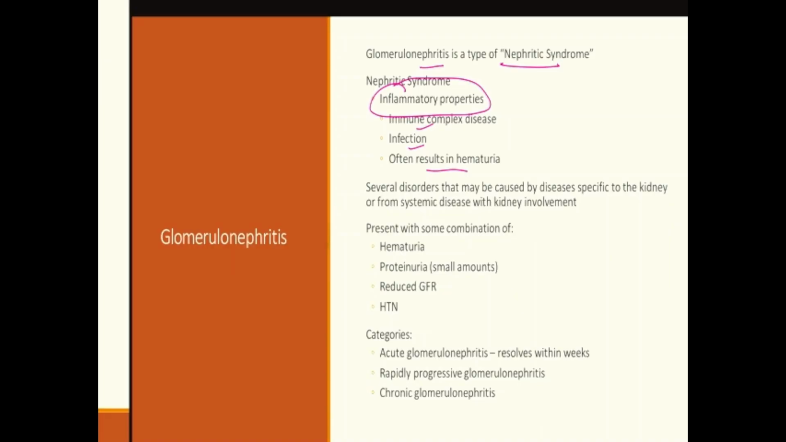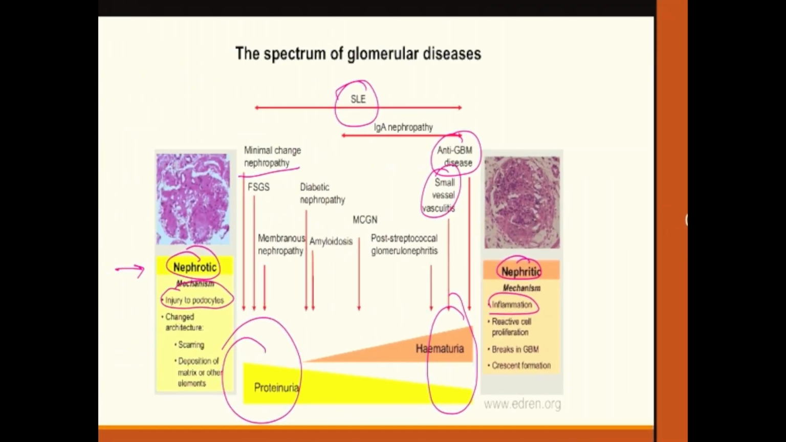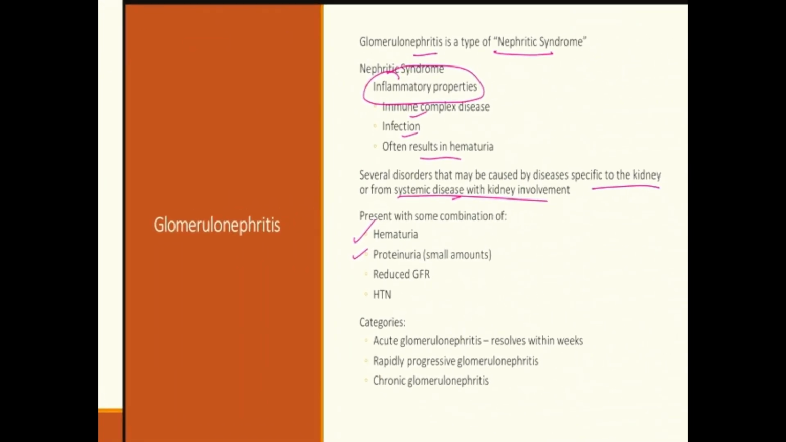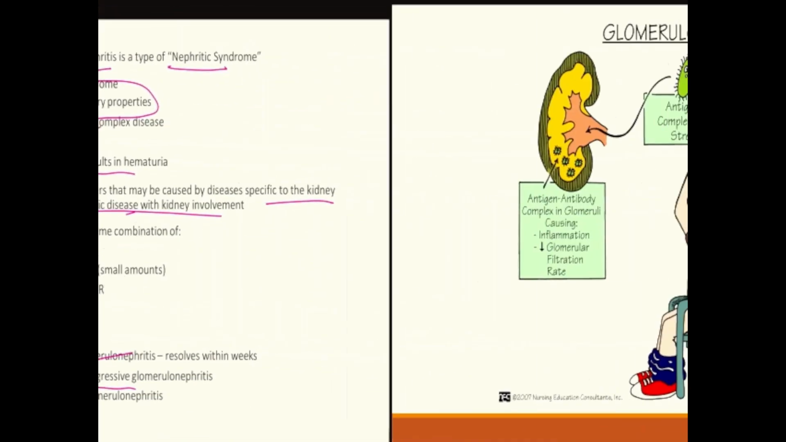Several disorders may be caused by diseases specific to the kidney or systemic diseases with the kidneys becoming involved later on. They're going to have some combination of hematuria. They may have proteinuria, may or may not. Again, look at this spectrum here. Some of them will have protein, some won't. Reduced GFR and hypertension. The categories for nephritic diseases that we'll discuss: acute glomerulonephritis, rapidly progressive, and chronic are the three major ones that we'll talk about.